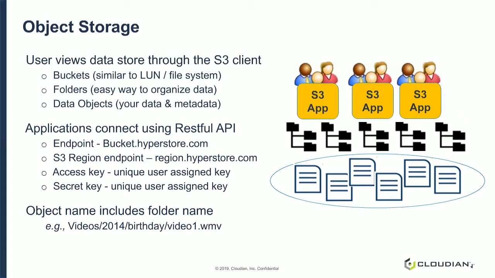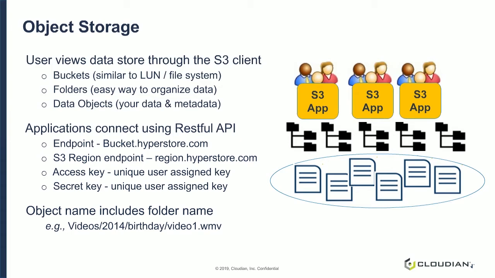And from an application perspective, what you see is you have an endpoint. Like you have a mount point in NFS or an IP address or a WWN in a SAN space, you have an access point. That is the endpoint, which could be bucket.hyperstore.com or s3region.com. There is a region endpoint to it. And then you have your access key and secret key that allows you to authenticate to that particular bucket and access that data. Typically, you'll have your object names, which include the folder names. And remember, it's a flat addressable schema. So you have your bucket name / folder name / object name, and you basically go on and address all the different objects inside that bucket.